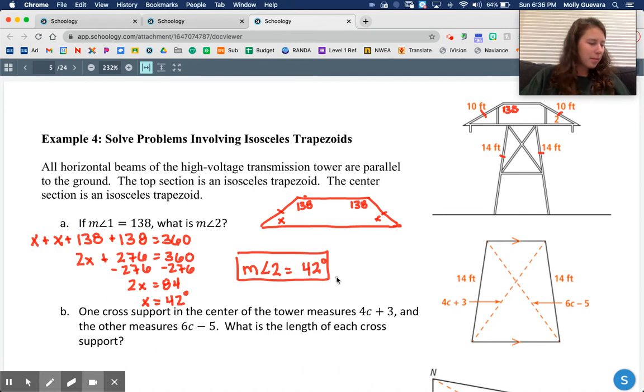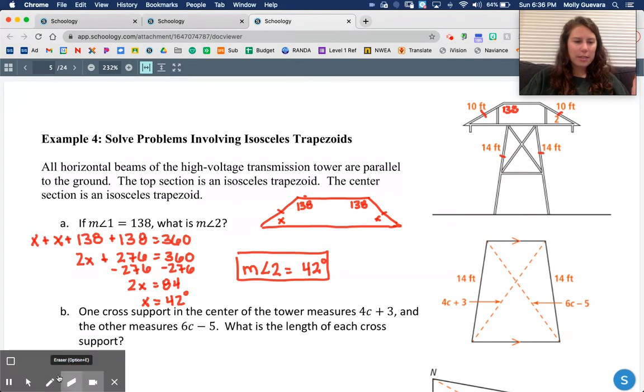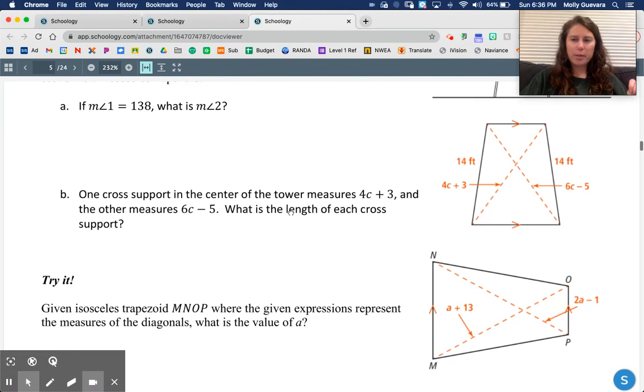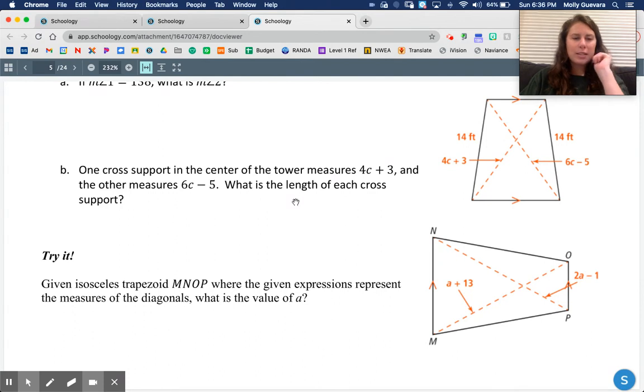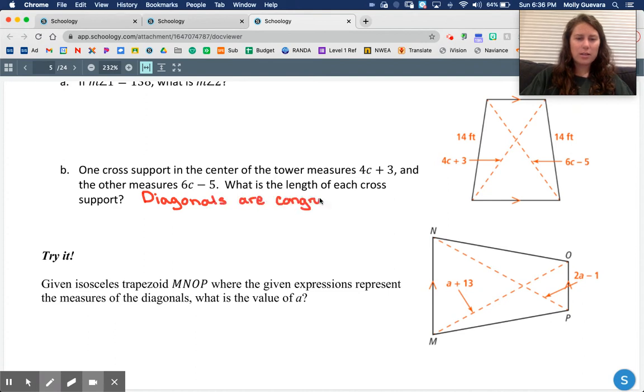Okay, the second part of this problem, and I'm actually going to erase this and scroll down just so we have enough room here. There we go. So the second part of this problem says one cross support in the center of the tower measures 4c plus 3, so here's that one, and the other one is 6c minus 5. What is the length of each cross support? Okay, so in an isosceles trapezoid, the diagonals are congruent. So they are the same length.